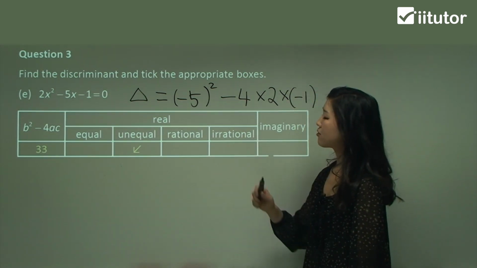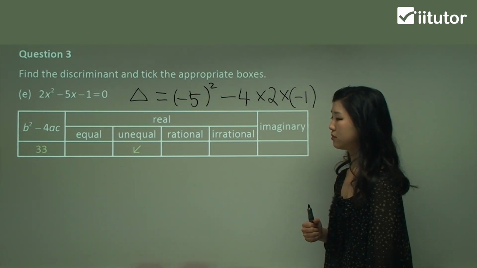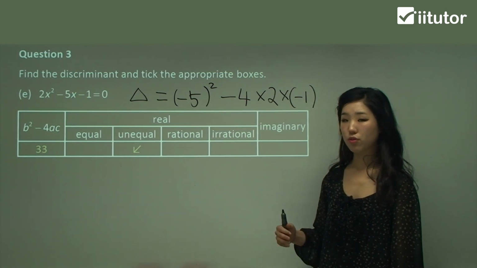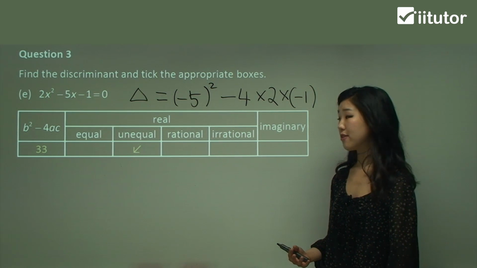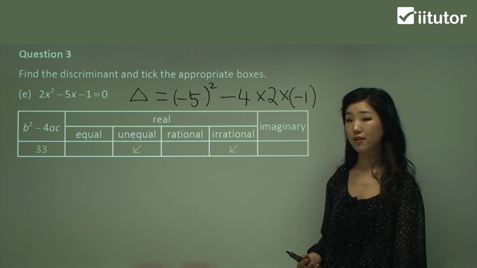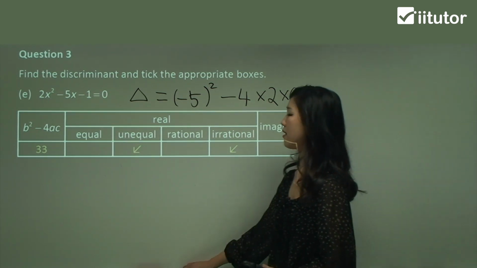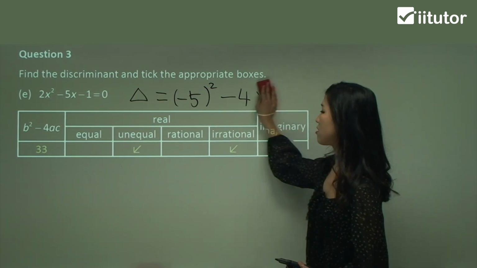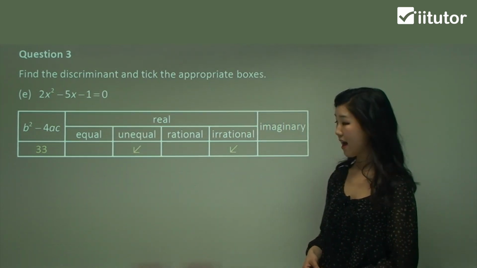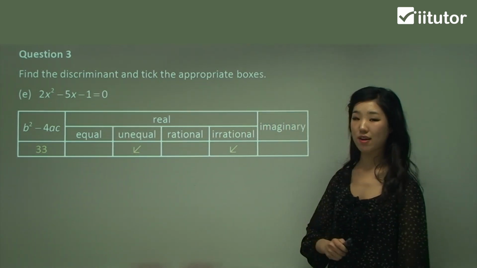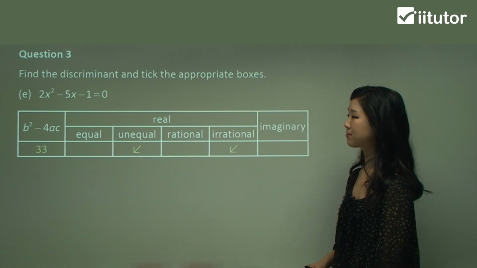Now, is it going to be rational or irrational? If you root 33, what's the outcome going to be? It's not going to be a perfect square, is it? So therefore this one is irrational. Okay? So it's an irrational number because it's not going to have a perfect square. So the two types of roots the discriminant of 33 can have are unequal roots and irrational roots. Alright? That was question 3e.